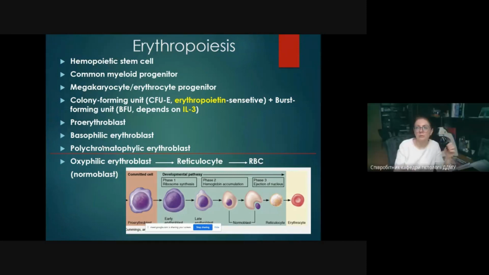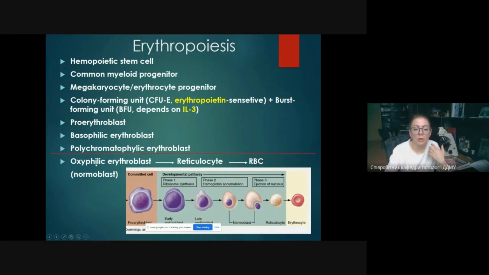They also contain ribosomes, which produce hemoglobin. Exactly. So together with ribosomes, they contain hemoglobin. They start to produce hemoglobin, and simultaneously, concomitantly, they have ribosomes and hemoglobin. That's why we call them polychromatophilic, because they are basophilic and oxyphilic at the same time.